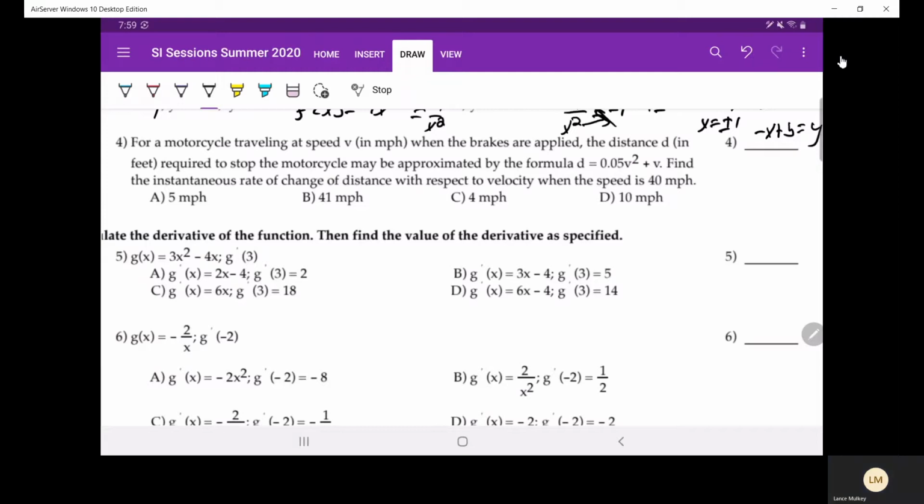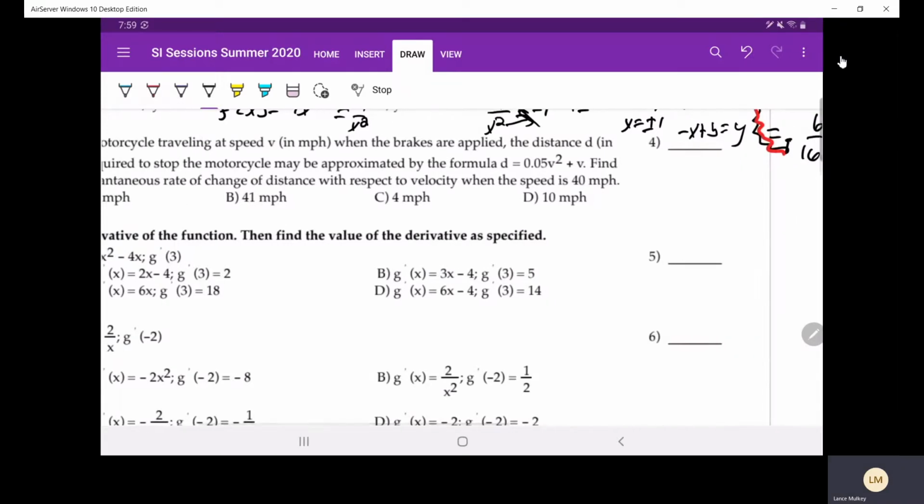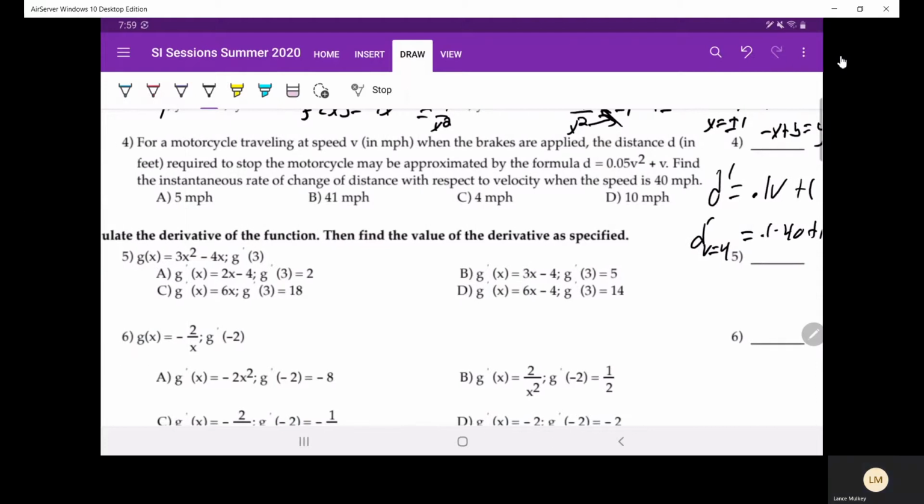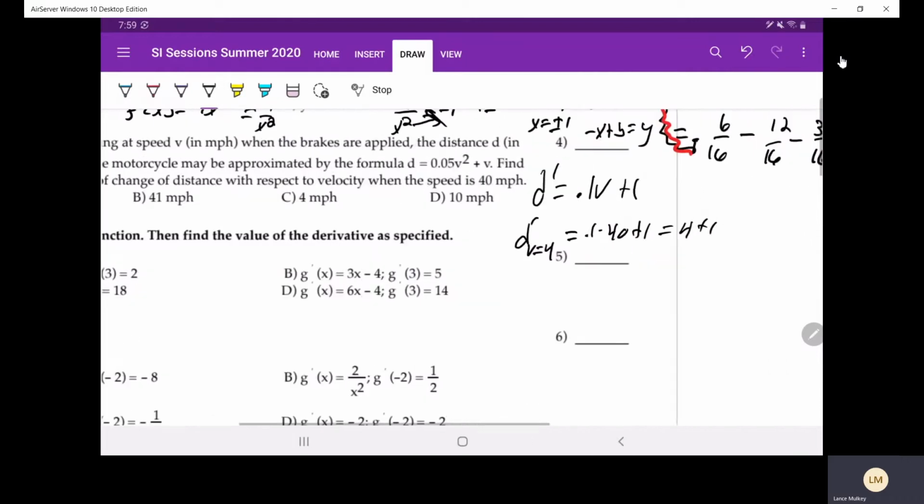So d prime, using the power rule, equals 0.1 v plus 1. D prime at v equals 40 equals 0.1 times 40 plus 1, which equals 4 plus 1. So the instantaneous change in distance is 4 plus 1, which equals 5.